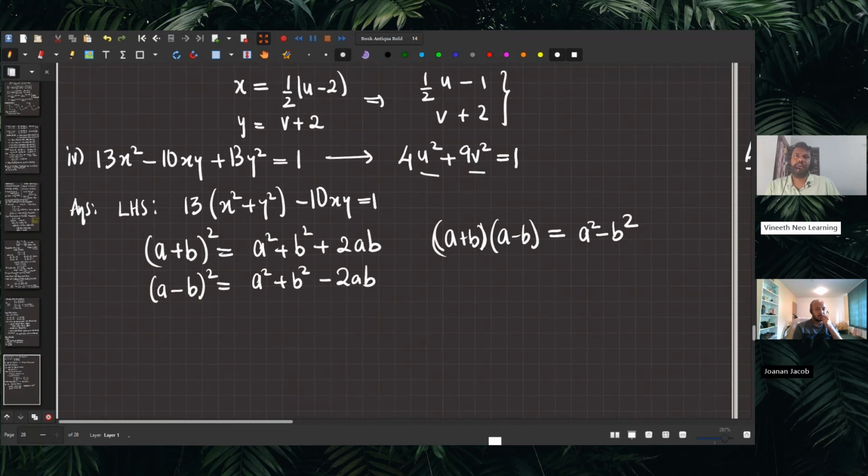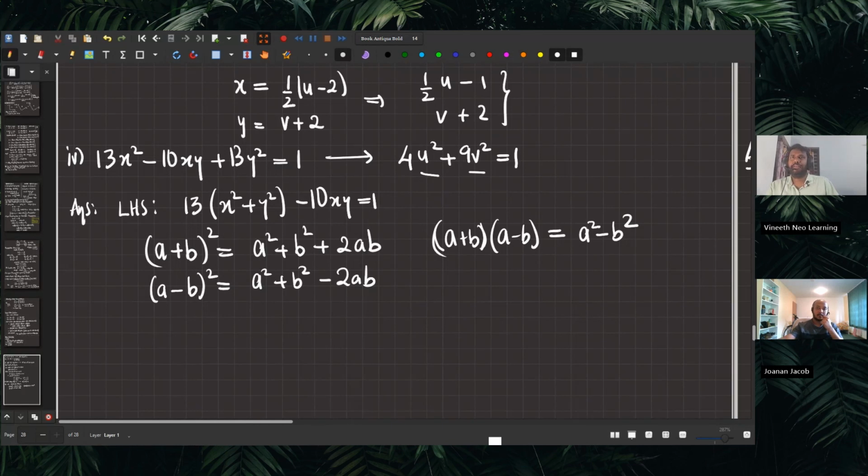When we multiply those together, we get a and b with power 2. So what if we substitute x as u plus v and y as u minus v? Then we get u plus v times u minus v equals u squared minus v squared. That's what we want here. Let's try that.